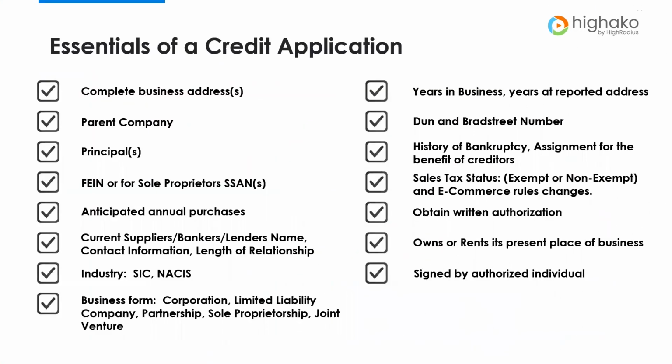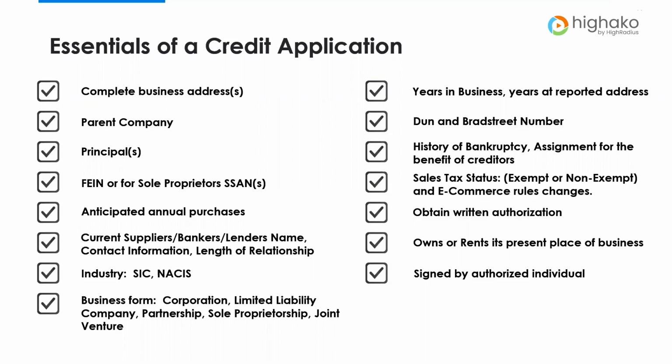So here's some of the essentials that you want on your credit application. You want to know what their address or addresses are. Again, it helps you to verify that you're getting correct information. If they have a parent company, you want to know who that is. You want to know who the principals are. If it's a sole proprietor, LLC, a partnership, you want to know who the owners of the company are. You want to know what the federal employer identification number is.